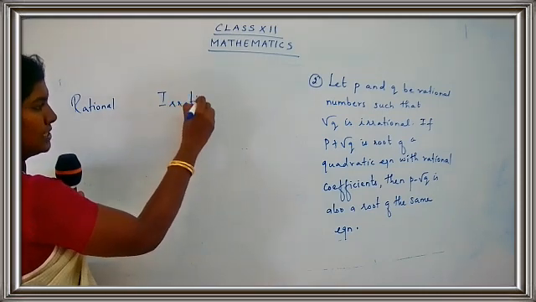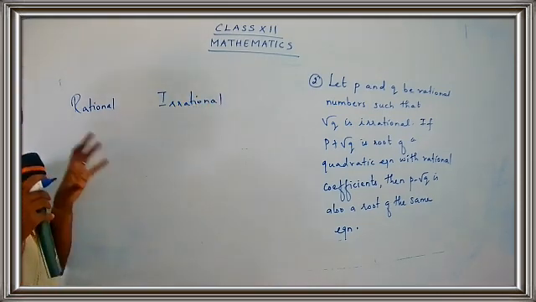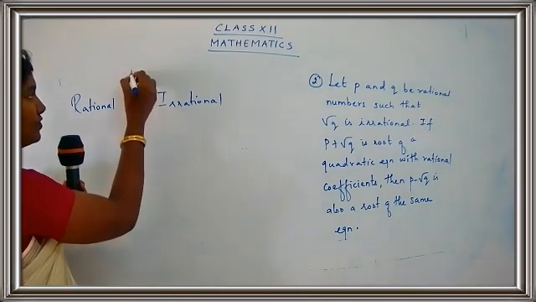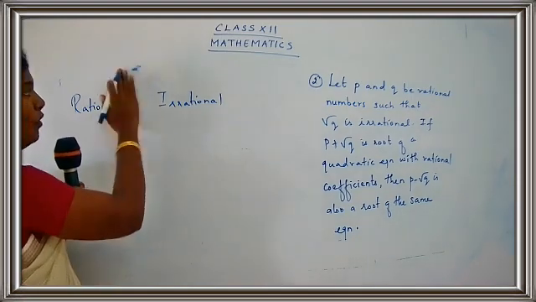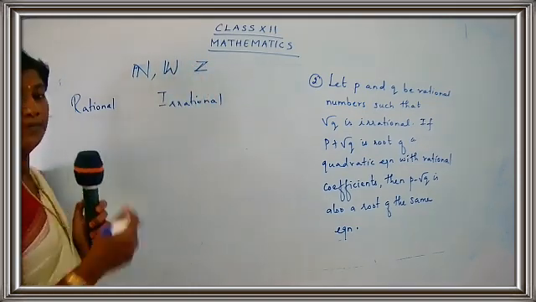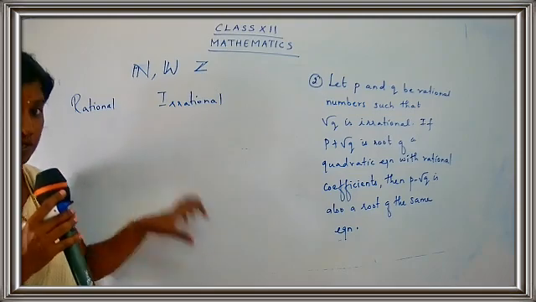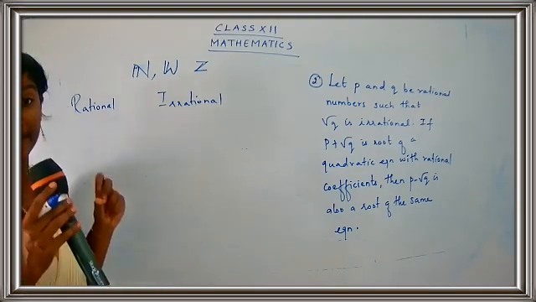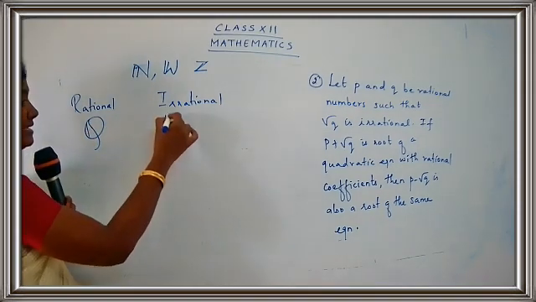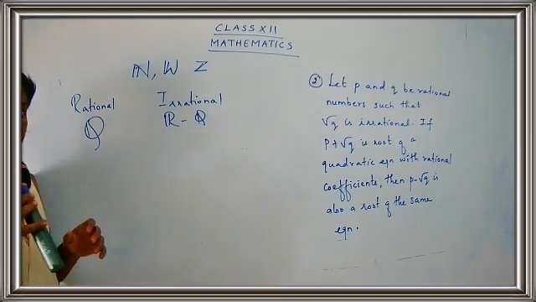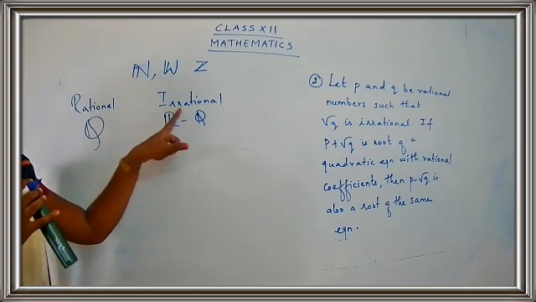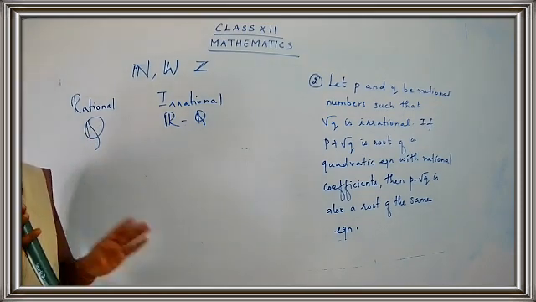The first thing is you should know how to write a rational number and an irrational number using a symbol. Now, how do you write natural numbers? We say N. How do you write whole numbers? W. How do you write integers? Z. So these are some of the numbers that we have used. Now let us talk about rational and irrational numbers. A rational number is written as Q and an irrational number is written as R minus Q. This is the symbol used for rational and irrational. How do you denote a rational number? As Q. And an irrational number? As R minus Q.